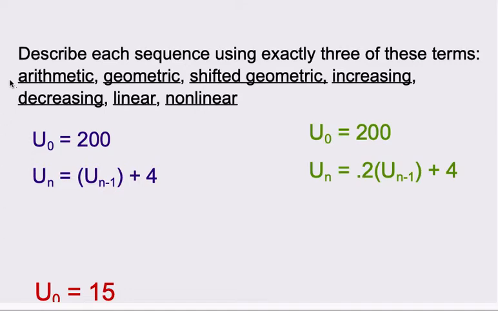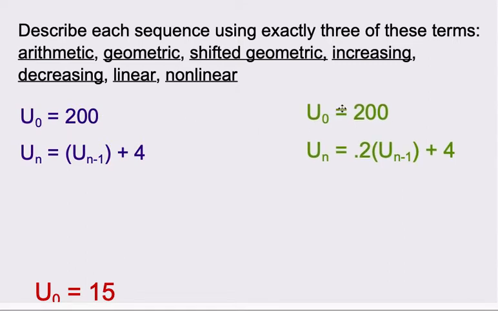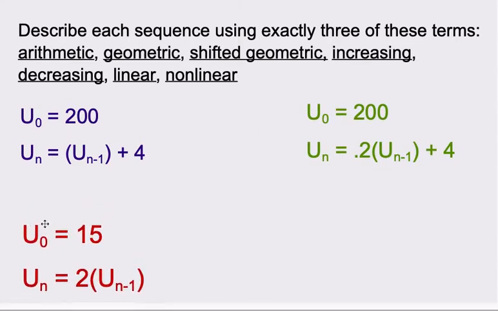Going back here, describe each sequence. So using our vocabulary again, just trying to get more and more comfortable with it. Describe each sequence using exactly 3 of these terms: arithmetic, geometric, shifted geometric, increasing, decreasing, linear, nonlinear. I'm going to give you a huge clue picking 3 terms. The first term would come from this first grouping. You'll either have a sequence that's arithmetic, geometric, or shifted, and then the second term, it'll either be increasing or decreasing, and then your third term, it'll either be linear or nonlinear.